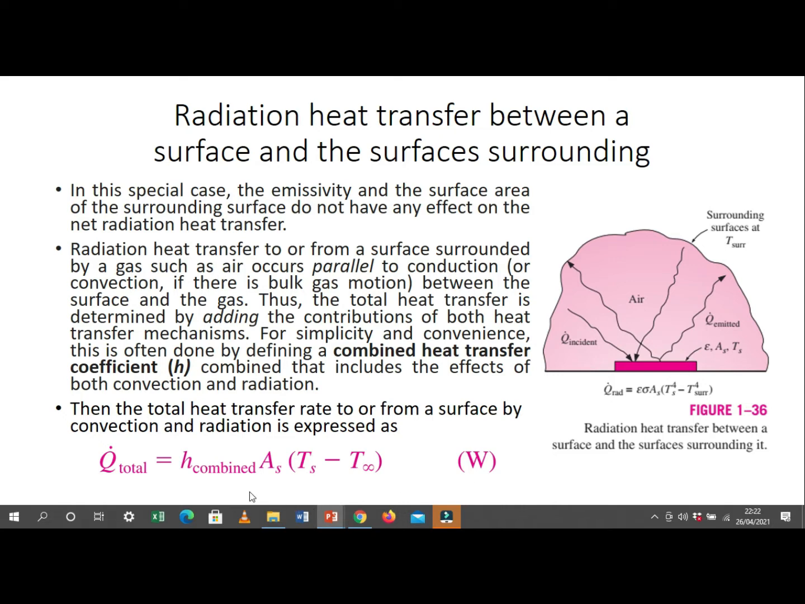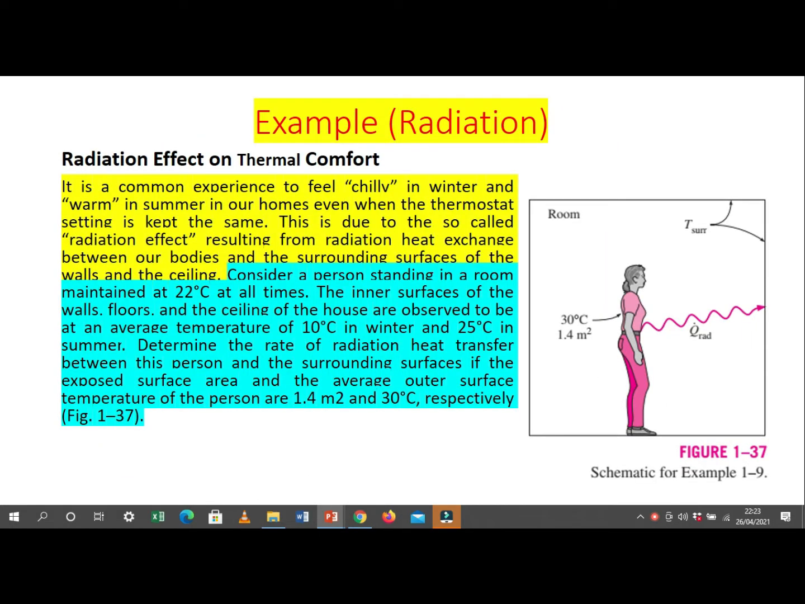So here is the formula for the heat transfer between the two surfaces, where Ts is the surface temperature and T infinity is the surrounding temperature. This h is known as the combined heat transfer coefficient. The total heat transfer rate to or from a surface by convection and radiation is expressed by this formula. So let's talk about an example related to the radiation process.